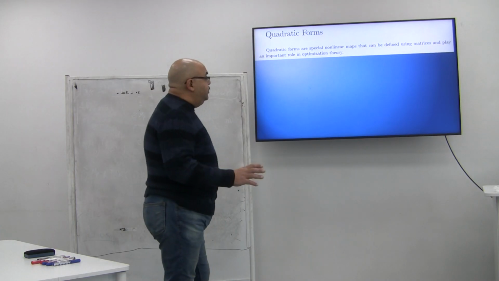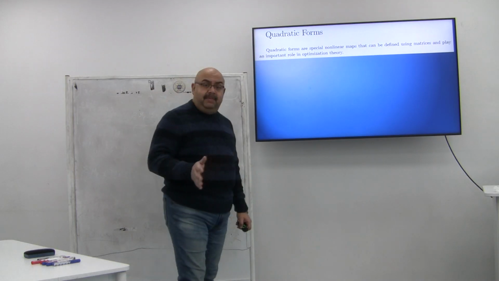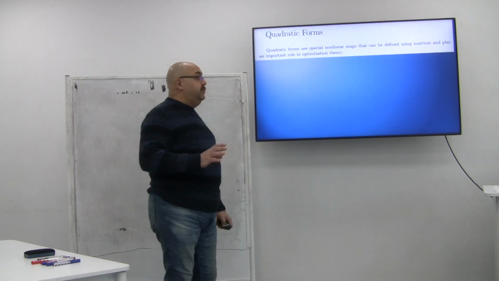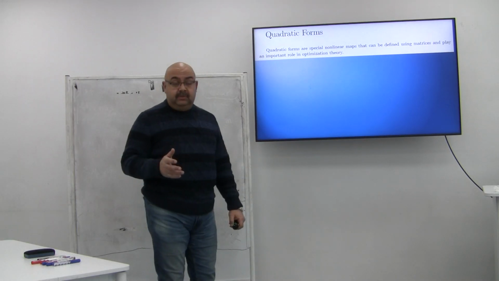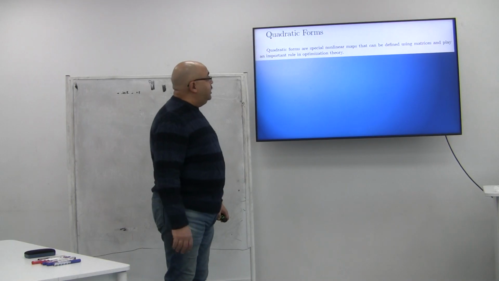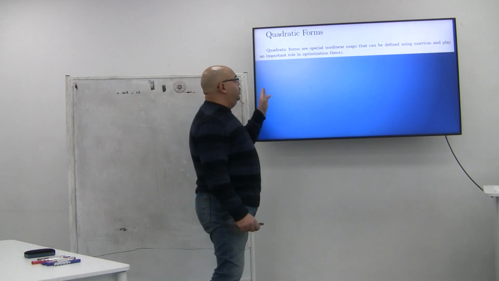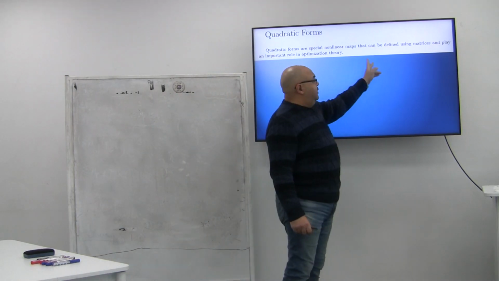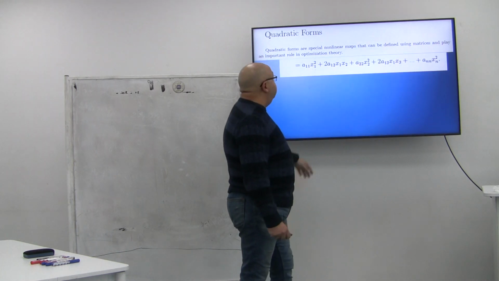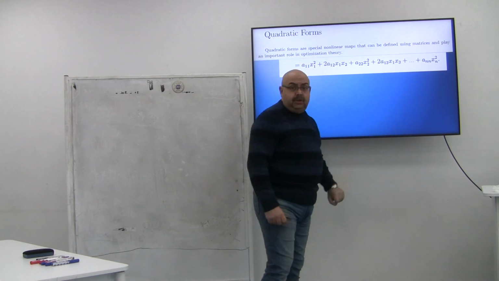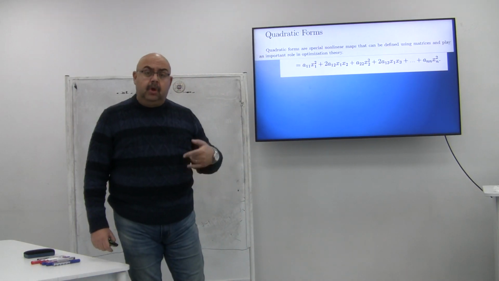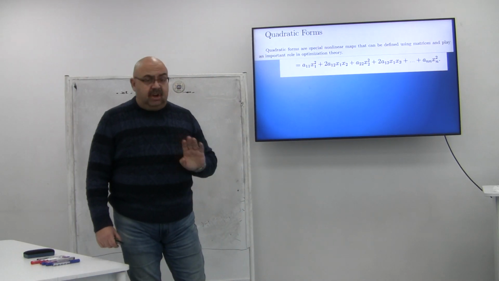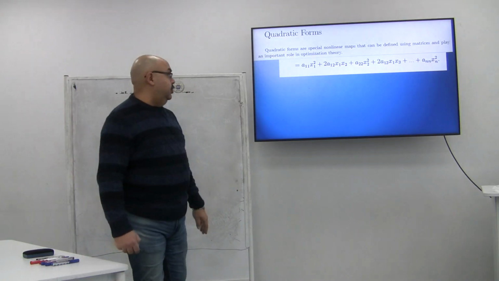I will do a simple recap between this lecture and the previous one. By the end of the previous session, I spoke with you about quadratic forms. As I told you, quadratic forms are very special nonlinear maps that can be defined using matrices, and they play a very important role in optimization theory. You will have this in Calculus 2 or Math Analysis 2 next semester. It's really very important in optimization.